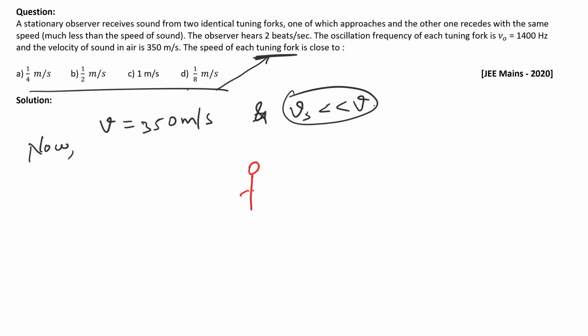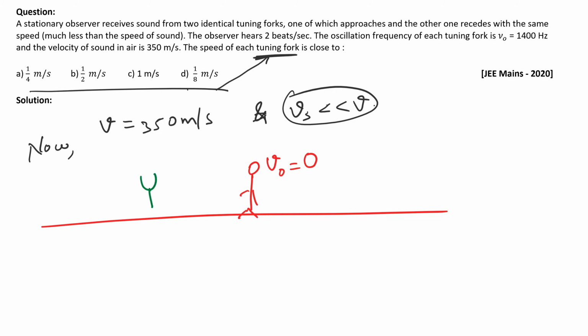What are the conditions in the question? We have an observer who is stationary. Let's say V0 is the velocity of the observer, so this would be 0. We have two tuning forks. Let's say one is green, moving towards the observer with velocity Vs, and the other is tuning fork blue, moving away from the observer with the same speed Vs. As given in the question, both tuning forks have the same speed. Let's say this is tuning fork 1 and this is tuning fork 2.